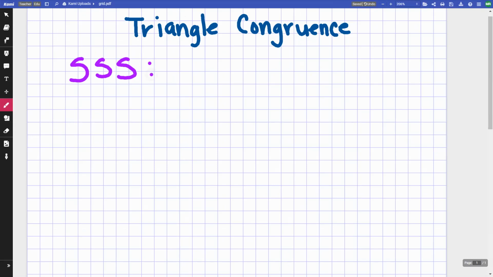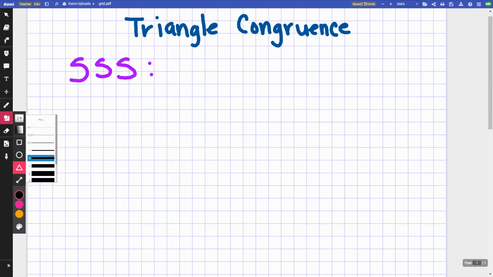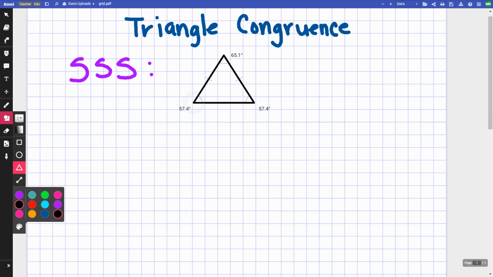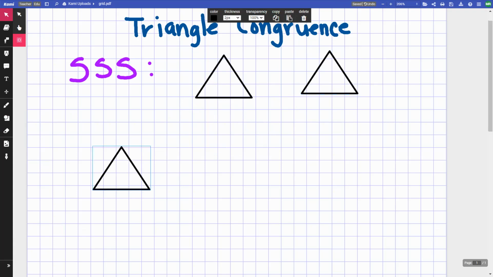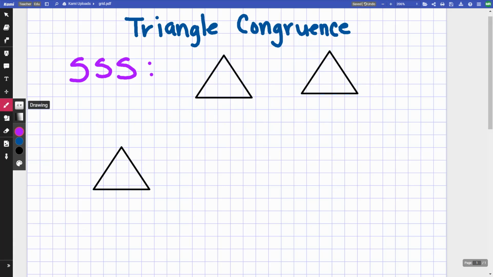SSS. In that situation, we have a triangle. Let's say we have two triangles. I'm just going to copy and paste. For this situation, this side here is congruent with this side. Let's say this side here is congruent with this side, and this side here is congruent to this side. So I'm putting one tick mark on the two sides that correspond to each other, two tick marks on the other two that correspond, and three for the others.